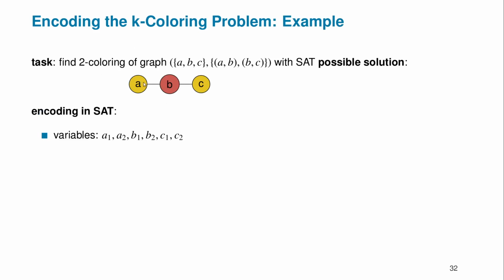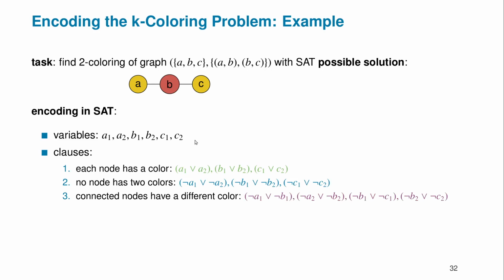We have the nodes A, B, C. We have variables A1, A2, saying that node A has color 1, or node A has color 2. Then we have the same for B and also the same for C. And the first constraint, saying that each node has a color, results in the following clauses. Node A has color 1 or color 2, node B has color 1 or color 2, and node C has color 1 or color 2.